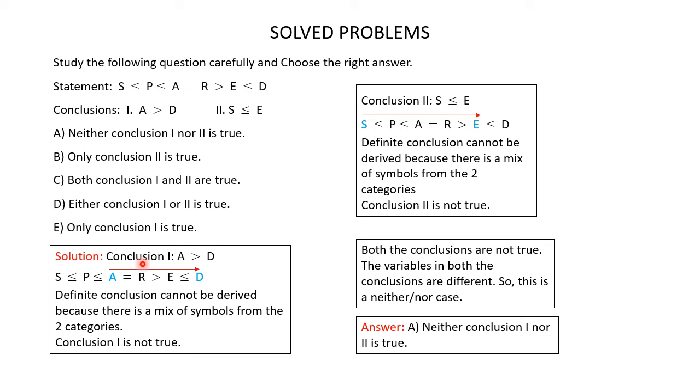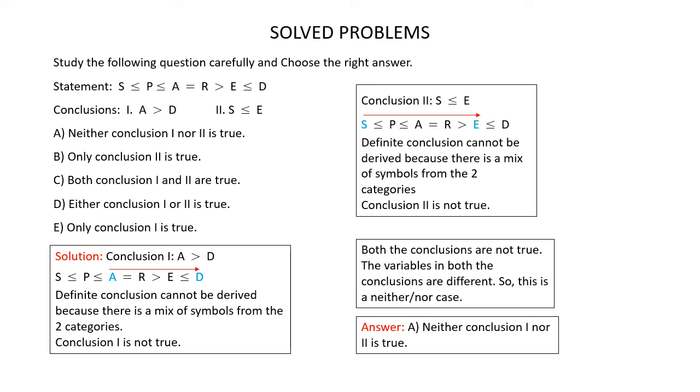Now conclusion 1 is A is greater than D. So this is the given statement. We have A here and D here. So we have to move in the forward direction from A to D. When we move in the forward direction from A to D, we get the symbols equal to, greater than, and less than or equal to. So clearly you can see that the symbol greater than belongs to category 1 and the symbol less than or equal to belongs to category 2. So there is a mix of symbols from the two categories here. So a definite conclusion cannot be derived between A and D because there is a mix of symbols from the two categories. Since a definite conclusion cannot be derived between A and D, conclusion 1 is not true.